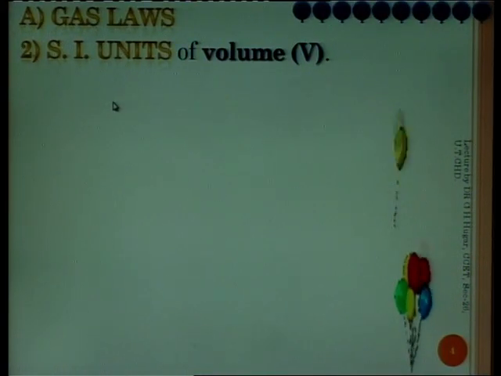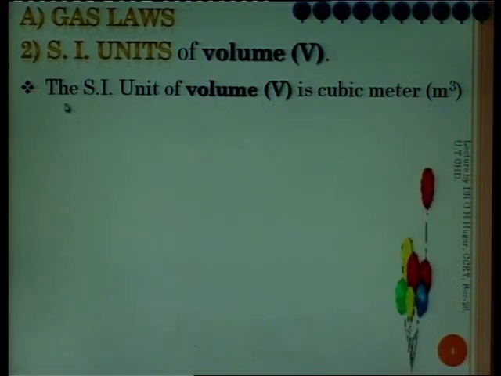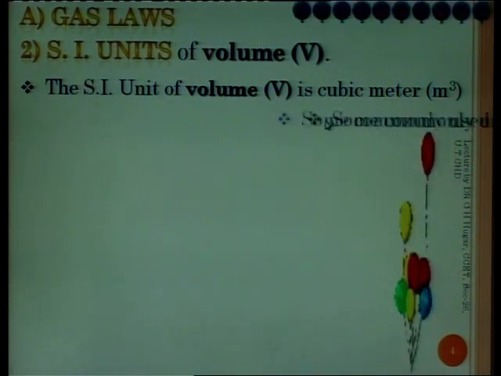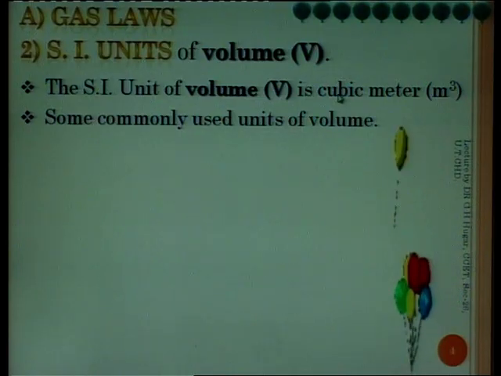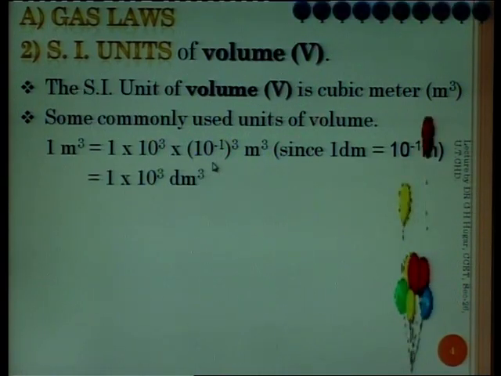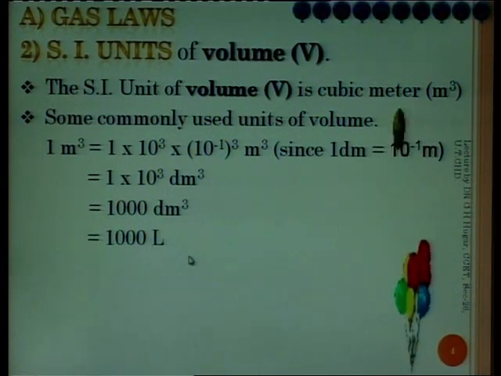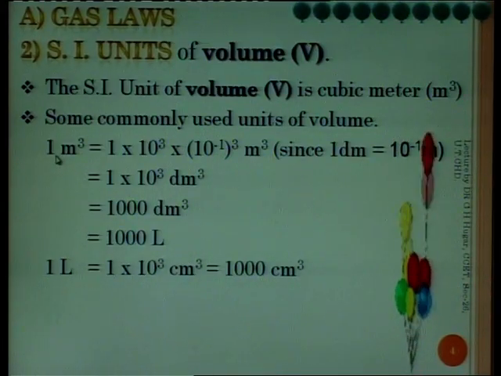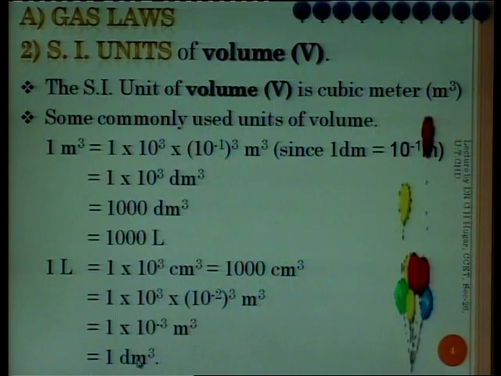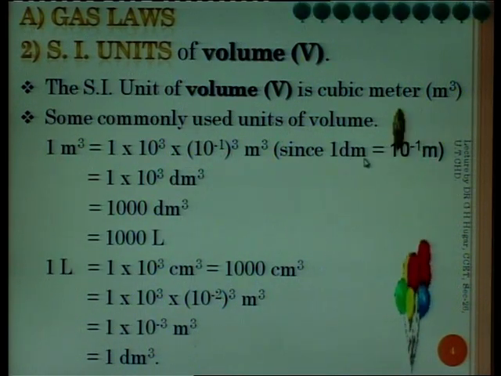As you have already studied in the first unit, the SI unit of volume can be derived as meter cube or cubic meter. In spite of the cubic meter, some other units are also used, such as decimeter cube or liter. So, 1 cubic meter is equal to 1000 decimeter cube or 1000 liter. We can prove this, since 1 decimeter is nothing but 10 to the power of minus 1 meter.